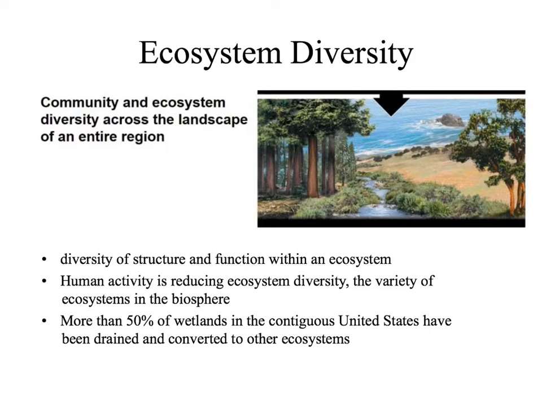Ecosystem diversity is at risk. Human activity is reducing ecosystem diversity at a staggering rate. For example, more than 50% of wetlands in the U.S. have been drained and converted into other types of ecosystems.